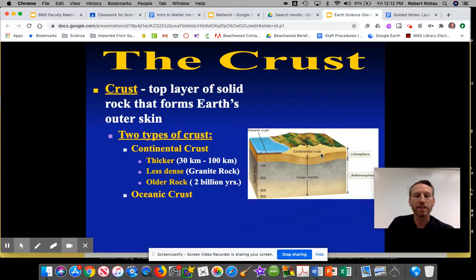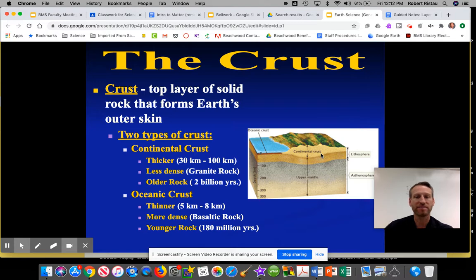And then the other type is the oceanic crust. Oceanic crust. Okay, the oceanic crust is thinner. It's pretty much the opposite here is what you're going to find. More dense and younger. Ocean crust then is what you would imagine is the type of crust that we find on the ocean floor underneath the water.